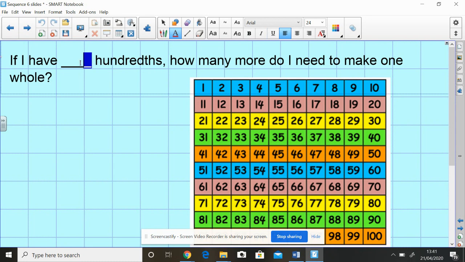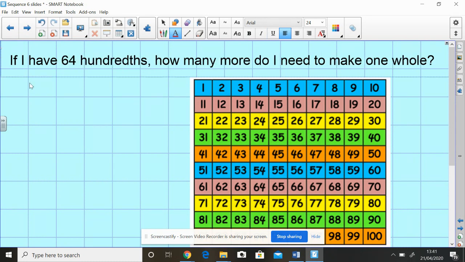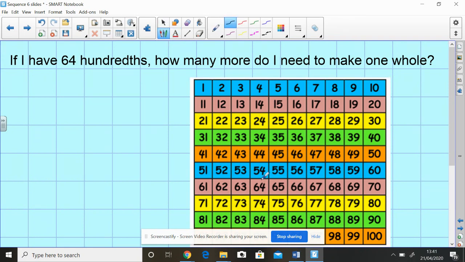Okay, next one. If I have got 64 hundredths, how many more do I need to make a whole? So you have got 64.